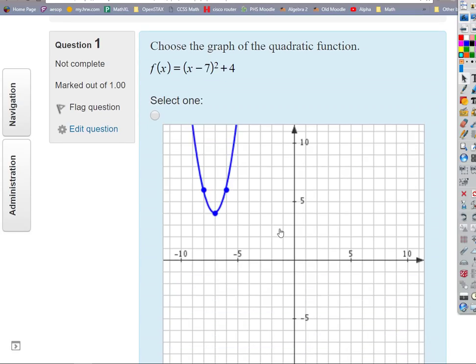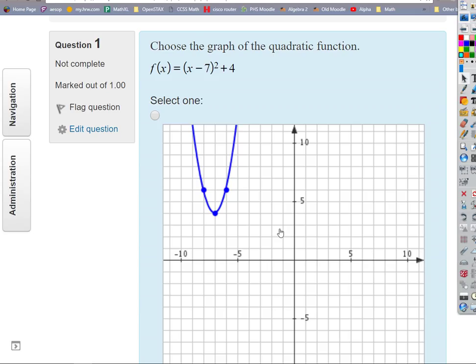Okay, choose the graph of this quadratic function. All right, so what form is this in? Standard. No. What form is that in? What do we call that? Quadratic. Well, it is quadratic, but what form? What are the forms? Oh, vertex. It's vertex form, isn't it? So that's vertex form. What are the other two choices we got?